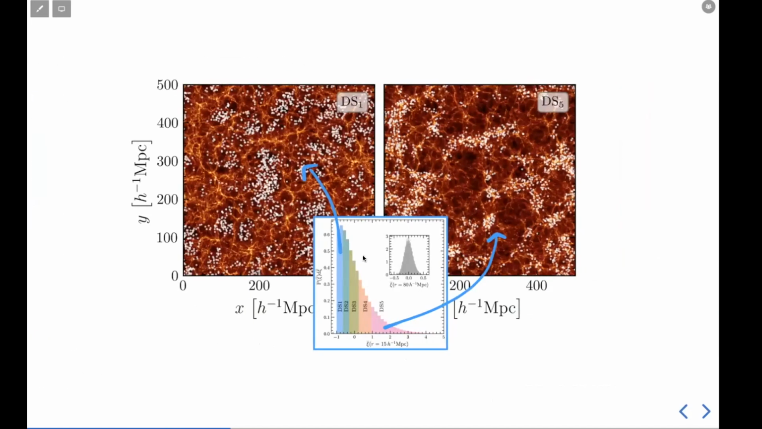Right, so where are those points? As I said, this is one of our simulations we're looking at. This is the dark matter density field. And I'm showing where the points in each quintile appear in the simulation. DS1, as I said, is very much tracing void-like regions. So you can see that the points fall mainly where voids are, under the dense regions. Whereas DS5 is basically tracing the nodes of the cosmic web, or clusters.